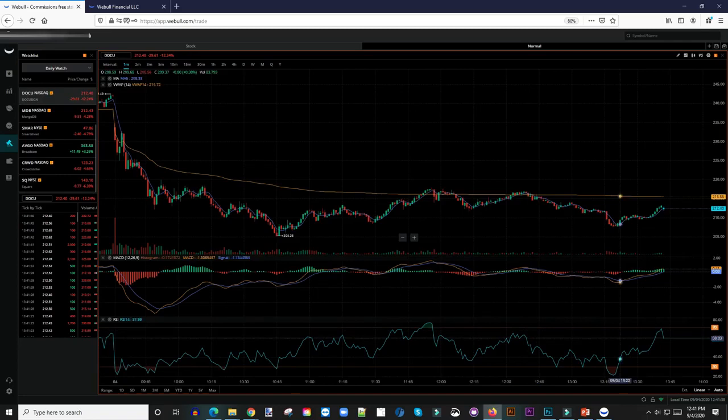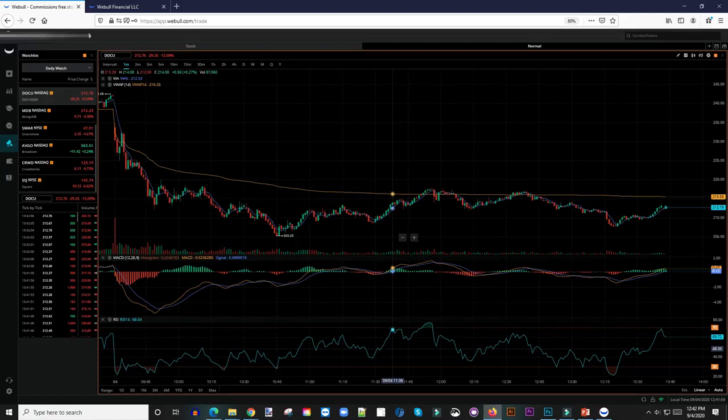It gives you 70 and 30. So 70 means that stock is overbought, and 30 means the stock is oversold. So if you see your RSI crosses 70, at that point, know that that's a dangerous point for you to get in. I don't go in at that point.